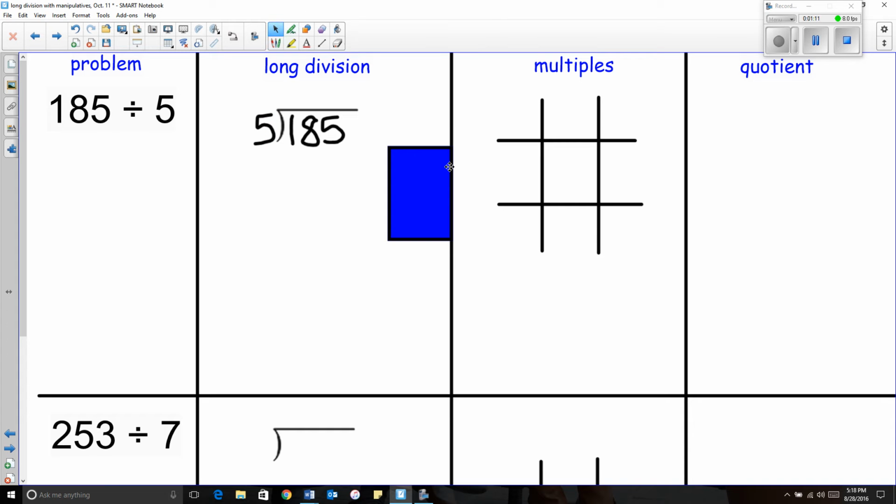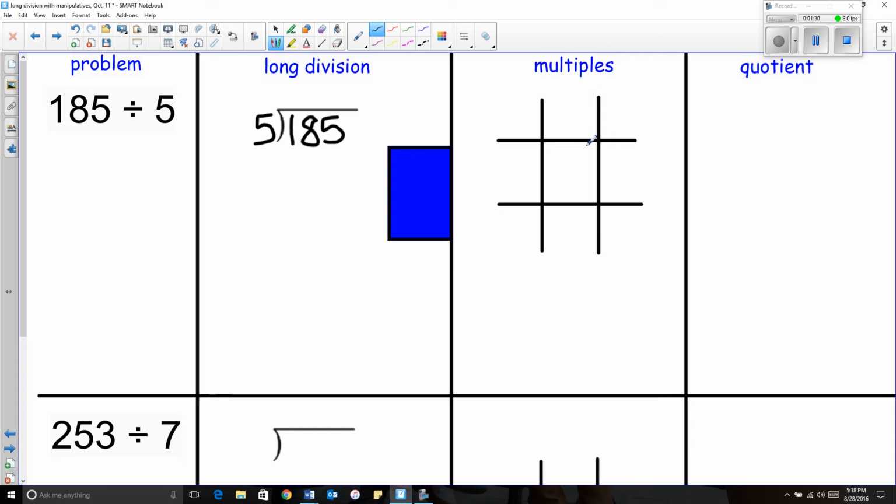Now, the teacher's going to hand out some index cards. Those index cards are there to help you cover as you go. Now, the 185, if I were going to act this out, I would need 185 blocks. That would take forever. Obviously, we're not going to do that. And I would be making groups of 5.